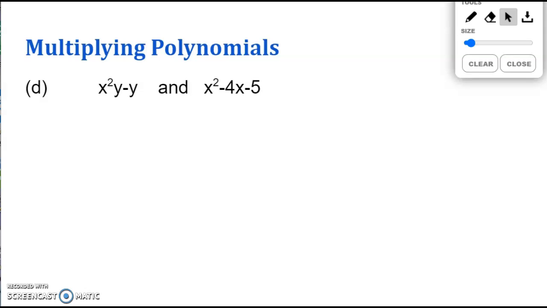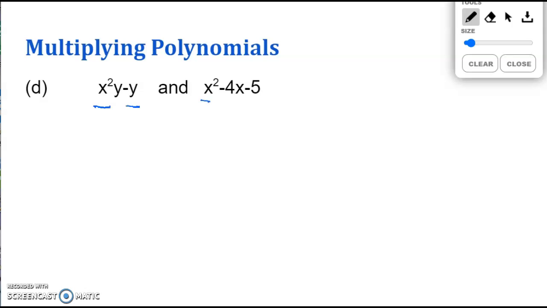Then last one. Okay, so how many terms do we have? X squared y. Is there addition or subtraction separating x squared and y? No, there isn't. So that is one term. And then there is negative 1. So that makes it another term. So there's 2 terms here.